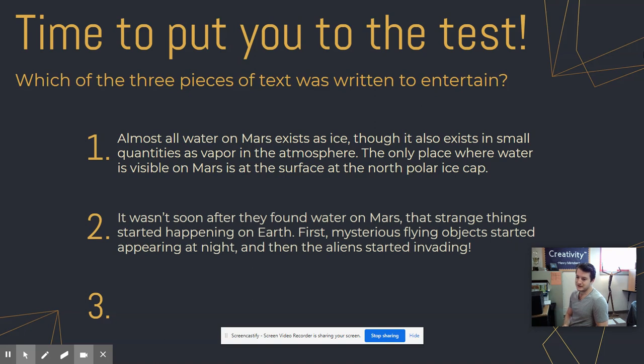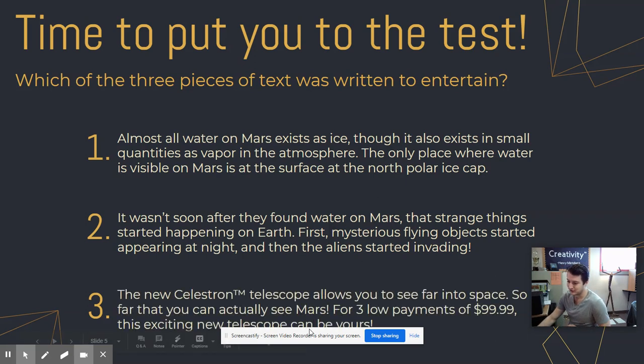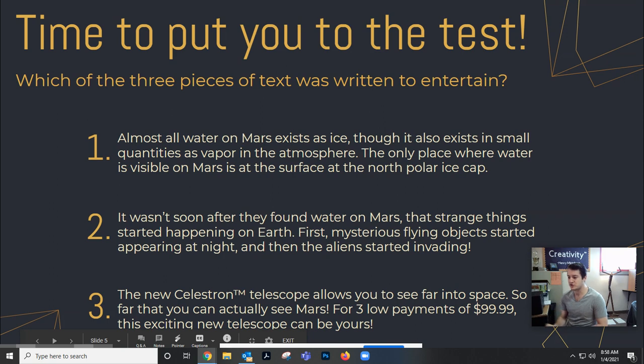Almost all water on Mars exists as ice, though it also exists in small quantities as vapor in the atmosphere. The only place where water is visible on Mars is at the surface, at the North Polar Ice Cap. Number 2. It wasn't soon after they found water on Mars that strange things started happening on Earth. First, mysterious flying objects started appearing at night, and then the aliens started invading. Number 3. The new Celestron telescope allows you to see far into space, so far that you can actually see Mars. For 3 low payments of $99.99, this exciting new telescope can be yours.